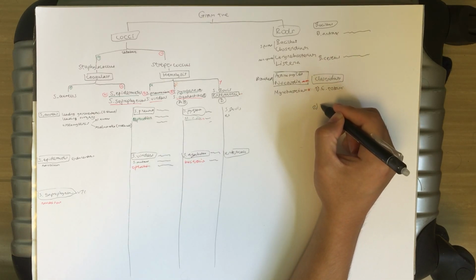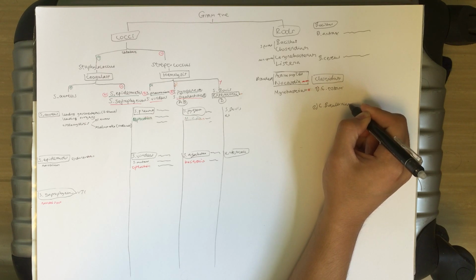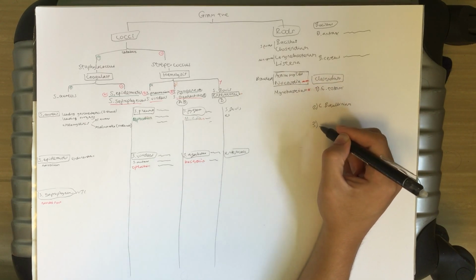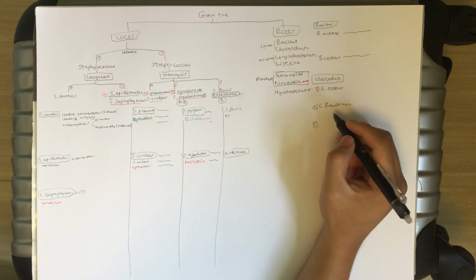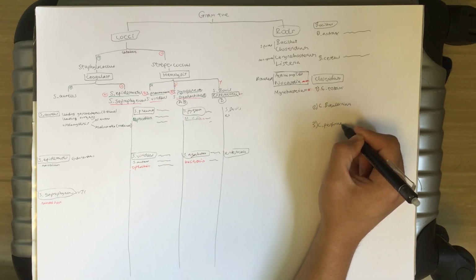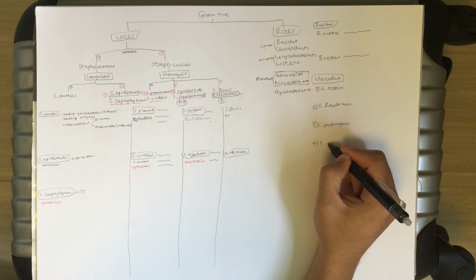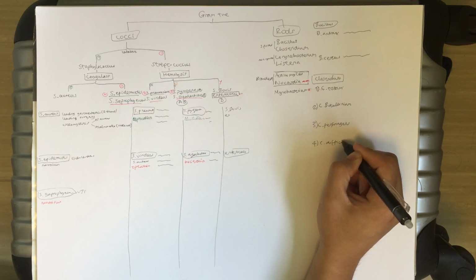Second one, Clostridium botulinum. Sorry if I spelled them wrong. I don't know if you can read my handwriting anyways. Third, Clostridium perfringens. And fourth, you have C. difficile.